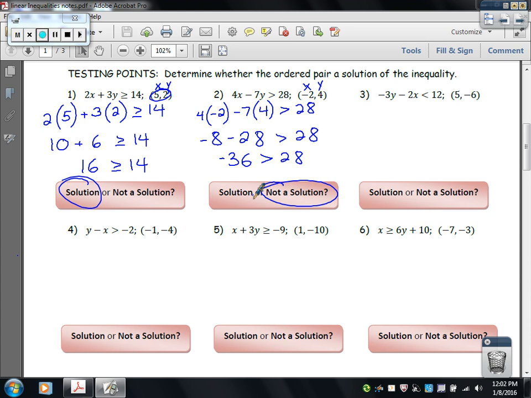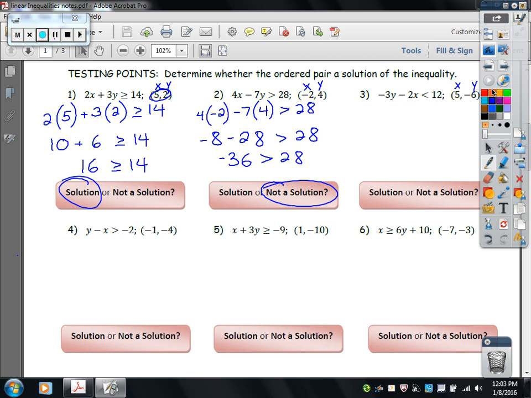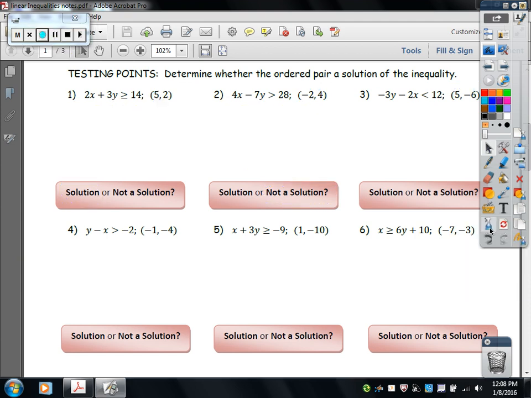I'm going to let you do 3, 4, 5, and 6 all on your own. However, notice in number 3, they actually write the y first and the x second. So just be careful as you're plugging in your ordered pair that you plug it in appropriately. All right, so we're moving on to the next page, boys and girls.